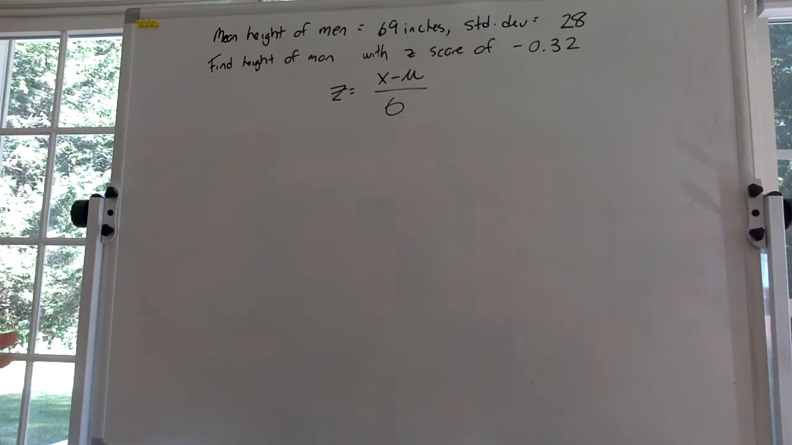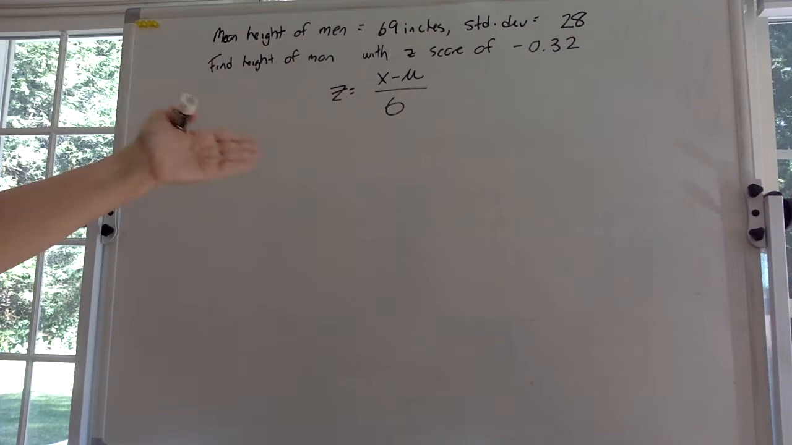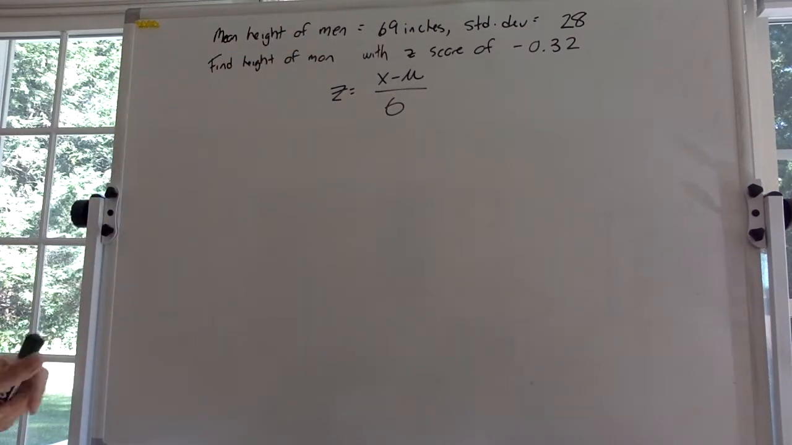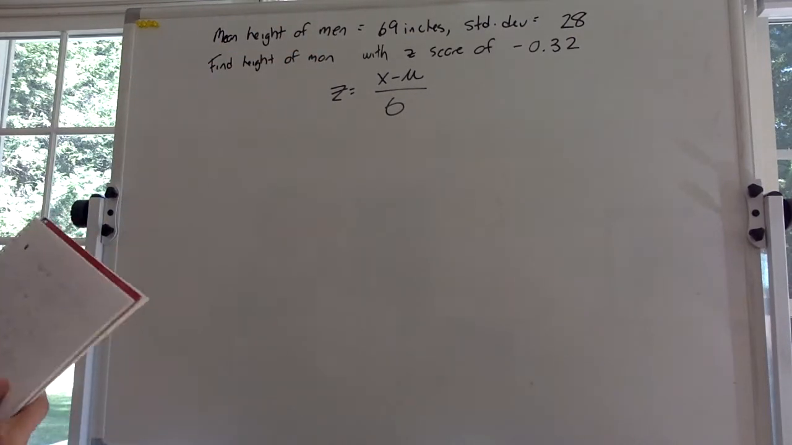So we know whatever our answer is going to be, it's going to be less than 69 inches because he's going to be a shorter guy. If it was a positive 0.32, he'd be above the 69 inches. So let's figure it out.